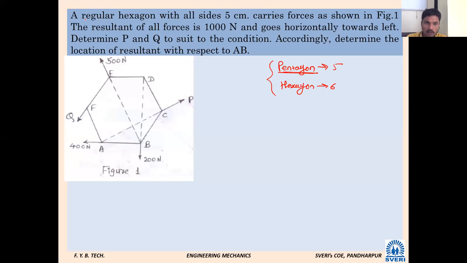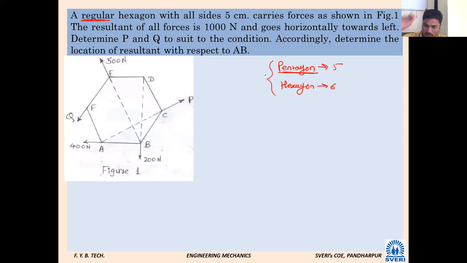One term is used here: regular. A particular geometry may be regular or irregular. Can somebody tell what is regular and what is irregular? Yes, sir. All sides are equal and angles are also equal. Very good. If all the sides are equal, then it is regular.